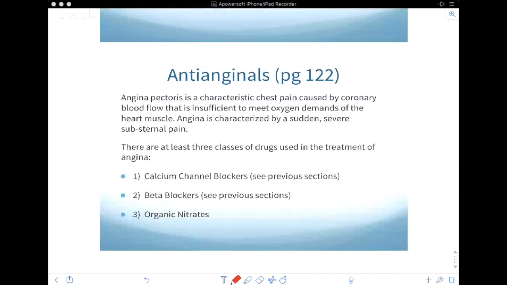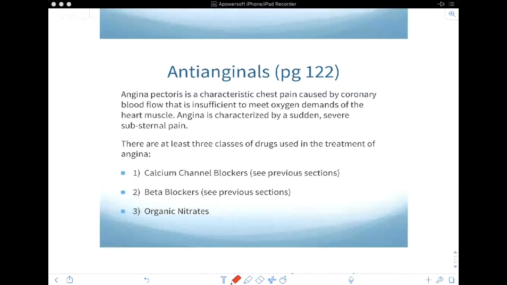And this is going to be on page 122 for those who are in the online technician course. So you can go to page 122 in the workbook or the work manual, and it'll talk more about antianginals and give you actual specific medications. Angina pectoris is a characteristic chest pain caused by coronary blood flow that is insufficient to meet the oxygen demands of the heart muscle.